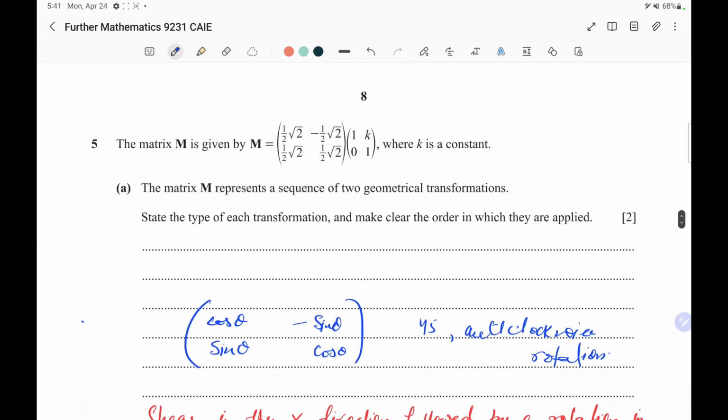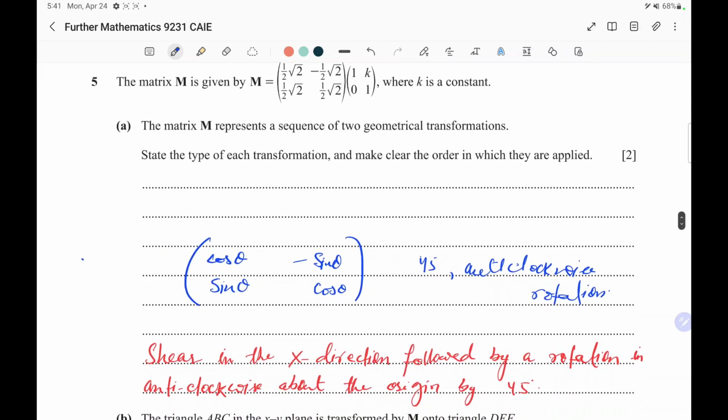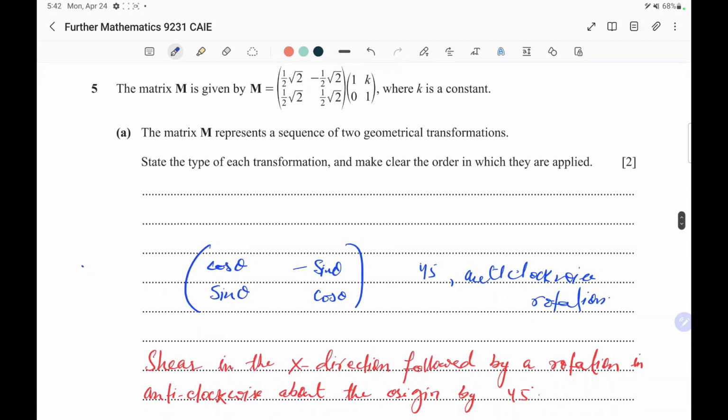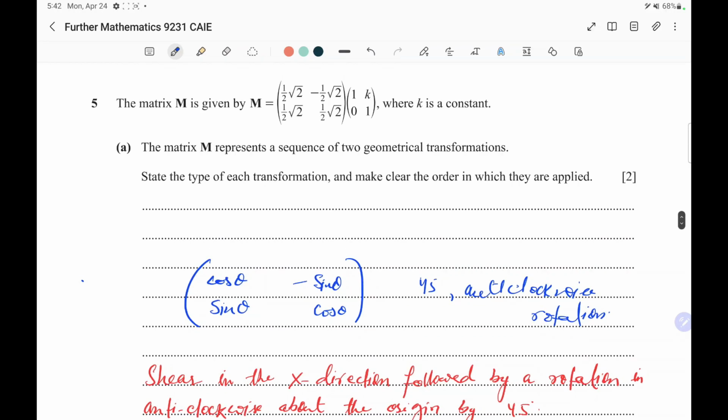You can see the calculation. Now matrix M is given. The matrix M represents a sequence of 2 geometrical transformations. State the type of each transformation and make clear the order in which they are applied. So first is this and then second is this. Here we can easily observe the first is 1 0 and 0 1, okay? So 1 0 is here and 0 1 is here. So this is a unit square. But instead of 1 0 0 1, we have 1 0 and k 1.